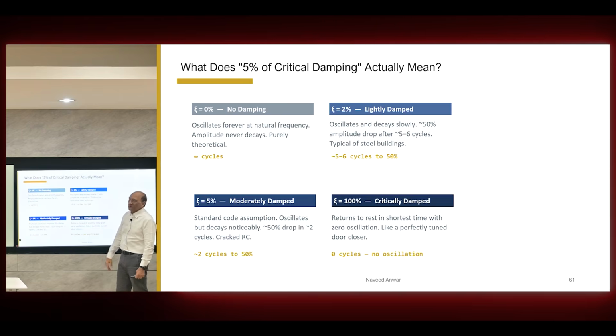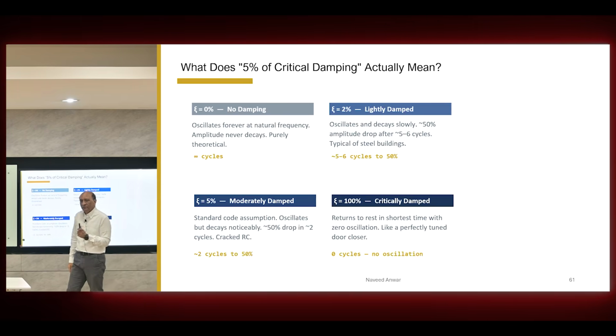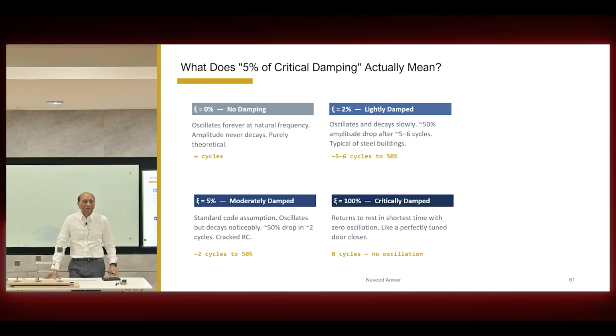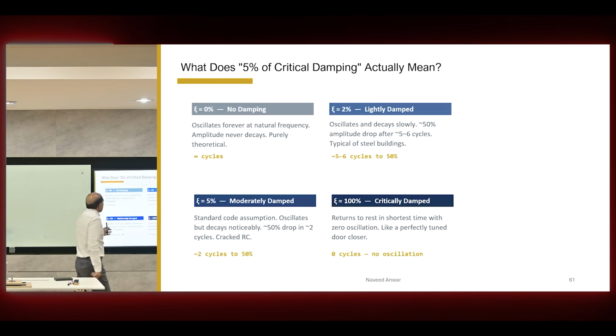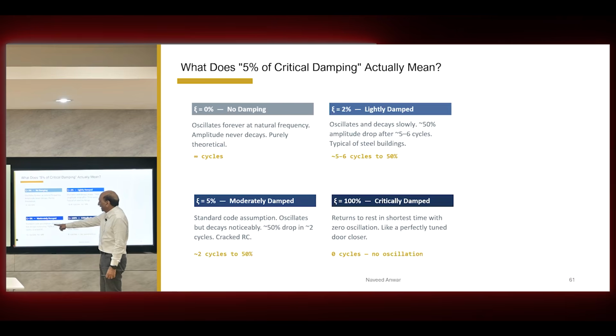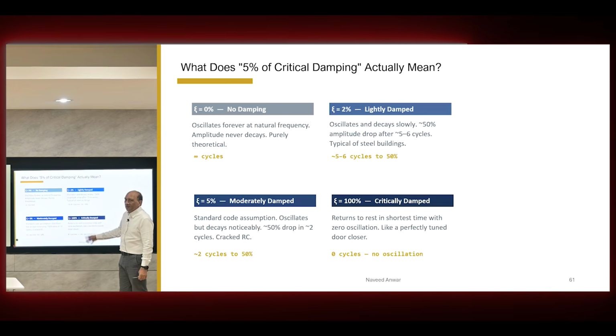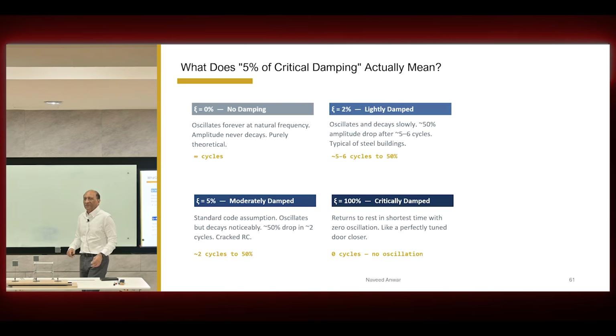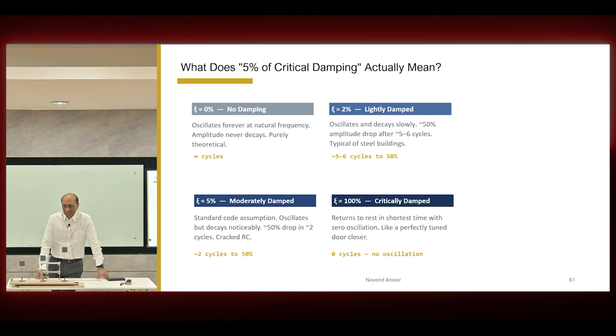We also use 2% for concrete buildings if we are using performance-based design for service level evaluation, where we are assuming the building has not been damaged at all. So there are different rules for code-based design and performance-based design. 5% moderately damped, standard codes assume oscillates but decays noticeably, 50% drop in 2 to 3 cycles, cracked RC. 100% is, of course, completely damped. So this is just more explanation of why these dampings are used in practice.